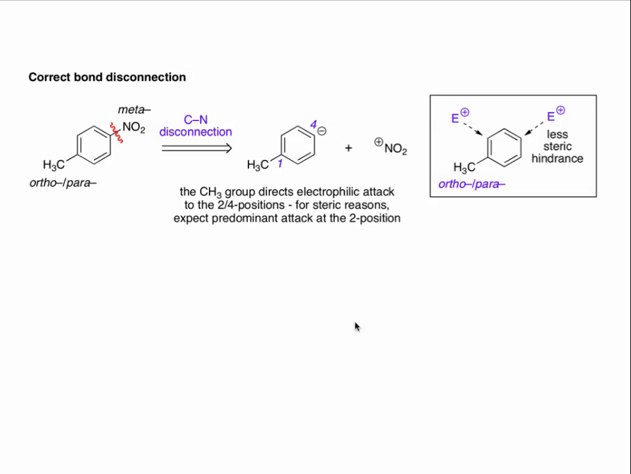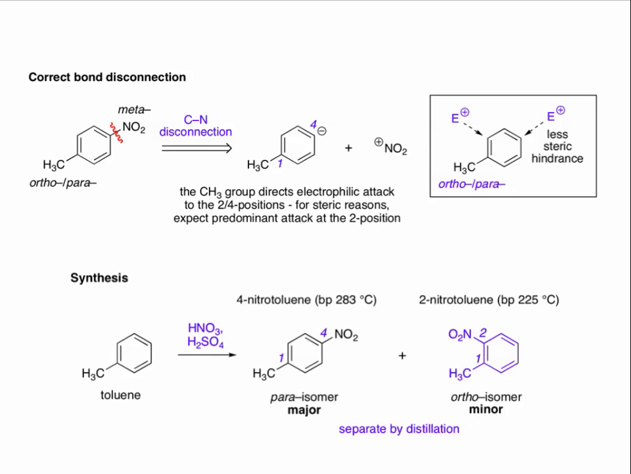The correct bond disconnection is shown here, where we cleave the carbon-nitrogen bond, and now when we put the minus on the ring and the plus on the nitro group, we're now reminded that of course in toluene the methyl group is ortho-para directing. So we'll direct the nitro group to the 2 and predominantly the 4 position because of less steric hindrance, and so this will allow us to make the desired target molecule as shown in this scheme here. So toluene is nitrated to give a mixture of 4-nitrotoluene and 2-nitrotoluene. This is the major product, and we can separate these 2 regioisomers by distillation.